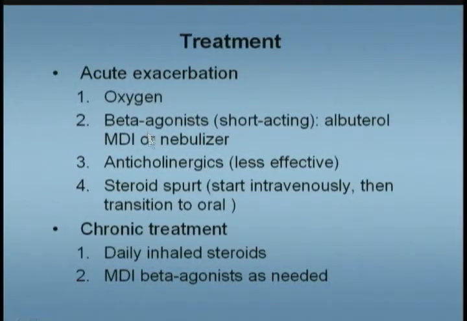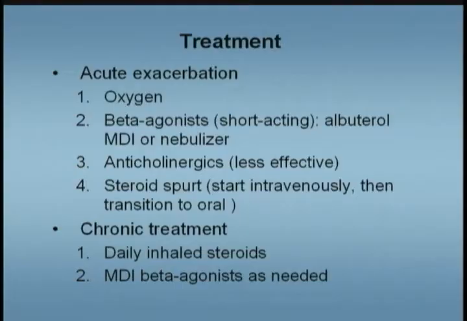The fourth one, and this is probably one of the most important things that you're going to do, and I say number 4 because it's after you do the first two things here. The steroid spurt is the most important thing in resolving this patient's asthma exacerbation. Remember, this patient has an inflammatory condition. And how do we treat an inflammatory condition? One of the ways that we treat it is to give the patient corticosteroids.